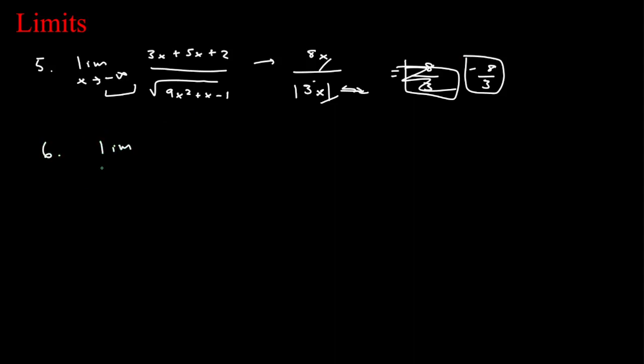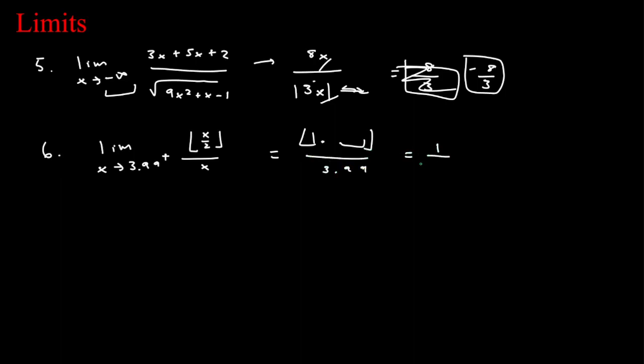Limit as x tends to 3.99 from the positive side of the floor of x over 2, divided by x. Again, here's just a plug and chug sort of thing. There's nothing too special, right? So 3.99 divided by 2 is 1 point some term. We're taking the floor of that and dividing by 3.99. So it's just going to be 1 over 3.99, which is equal to 100 over 399.